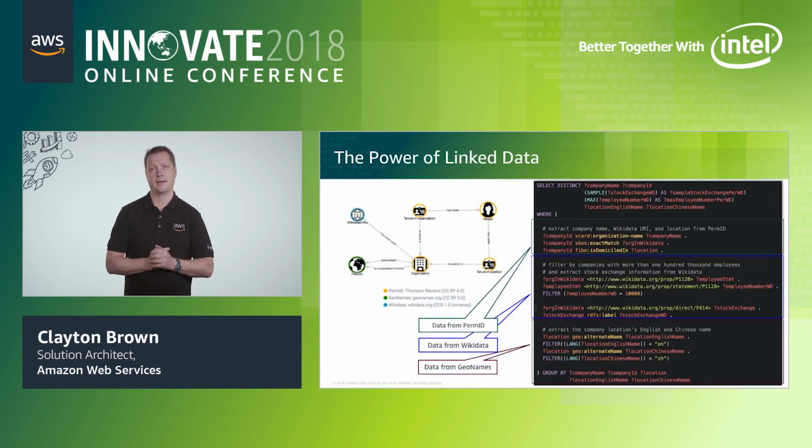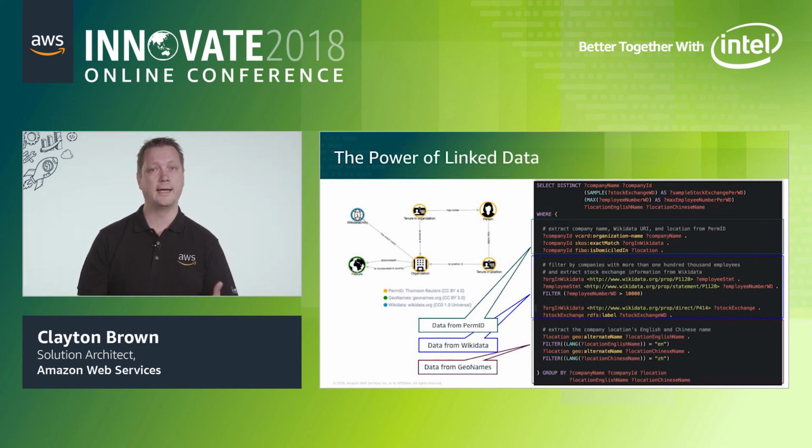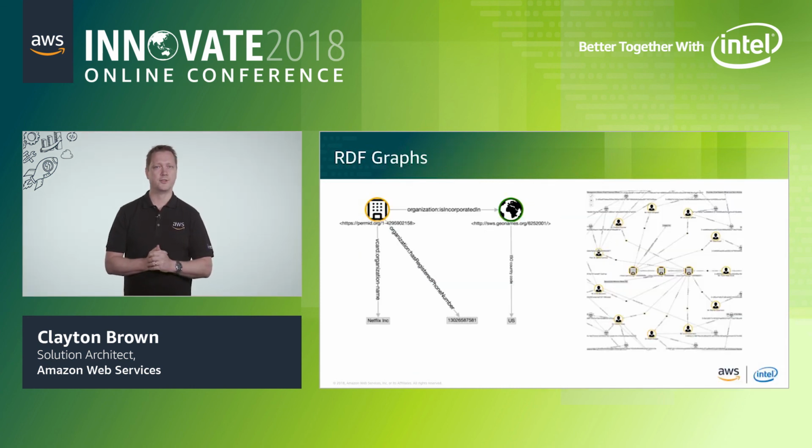Here is a more complex example, also adding filters to the query results. Extracting the company name, Wikidata URI, and location from the PermID RDF graph dataset. Then filtering by companies with more than 1,000 employees, and then matching this with stock exchange information from Wikidata. Then finally extracting both the local English and Chinese names for the company. Given this introduction to knowledge graphs and how they can combine both public and private information to build a combined model and then query it, you can see how through this semantic web standard you can build very powerful new applications leveraging this data and relationships within it.